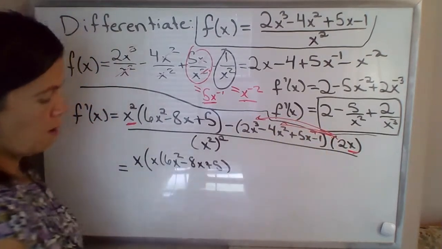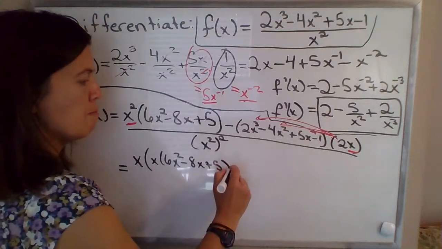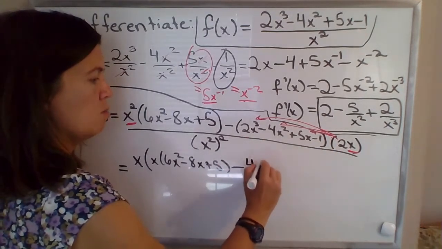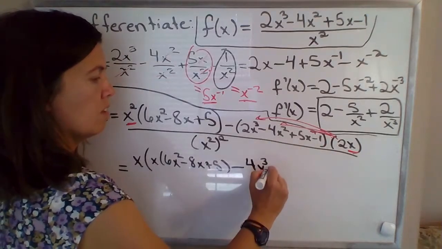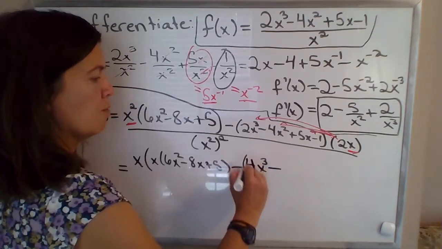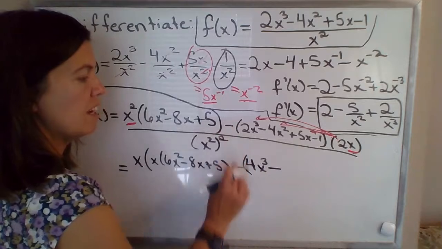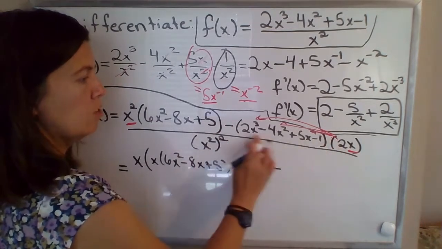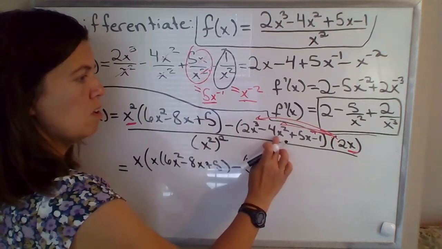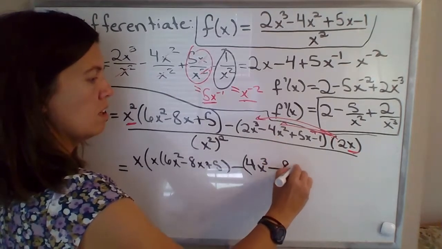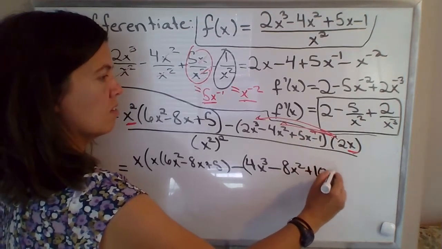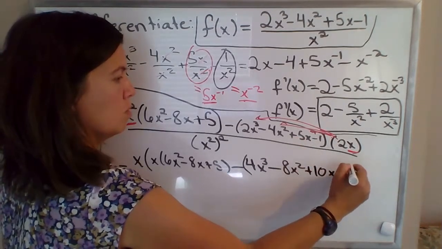So 2 times each part of this. So that'll be minus 2 times this. That'll be 4x cubed. 2 times this. So that's, here, I need to be careful with my signs here. I'm not distributing this negative yet, so I'm going to leave this parentheses here. But I am distributing the 2 here. So 4x cubed minus 8x squared plus 10x, positive 10x, minus 2.